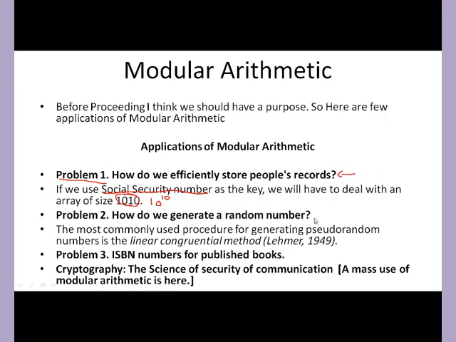How do we generate a random number? Again, the solution is in modular arithmetic. The ISBN number is given to books, and there is some pattern in it, and the last digit is a check number, which ensures that all other numbers are correct. So again, modular mathematics is used here. You can search Google or Wikipedia for this. And there is huge use of modular arithmetic in cryptography, where we are dealing with secure communication.